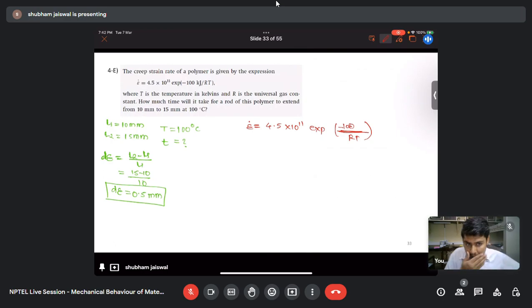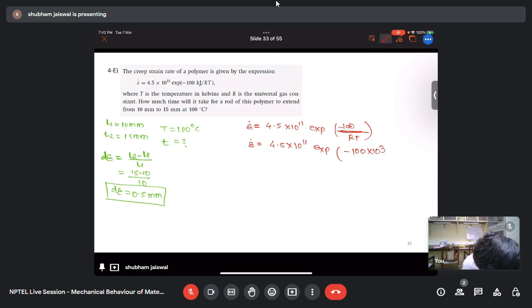Now if we put all the values, we'll get the strain rate: 4.5 into 10 to the power 11, exponential of minus 100. They have given this value in kilojoule. Now we need to convert it into joule because we are keeping the universal gas constant in terms of joule, so all units should match. So 8.314 into temperature, which is 100 degrees Celsius, equal to 373 Kelvin. If we find the value of strain rate, it will be somewhere around 4.457 into 10 to the power minus 3 per second.